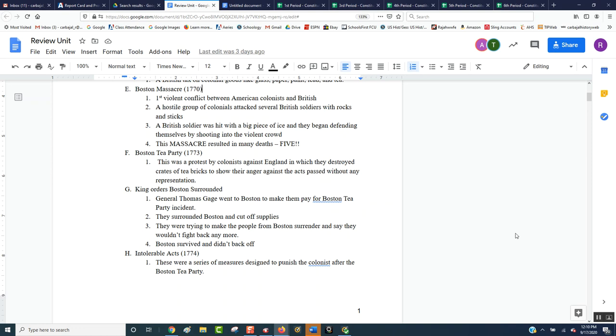So is that really a massacre? Because it's called the Boston Massacre. Five deaths, and they were the kind of instigators of how the violence began. So why did they call it the Boston Massacre? The reason is because of support.